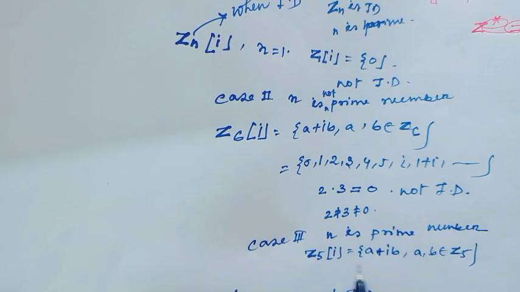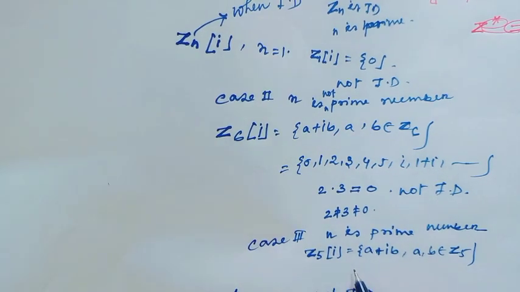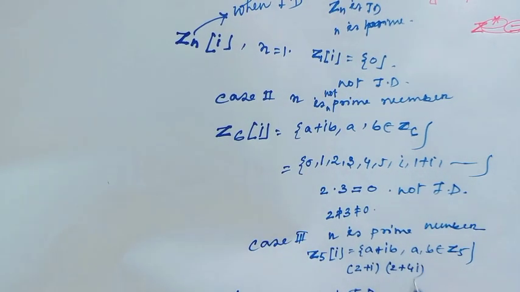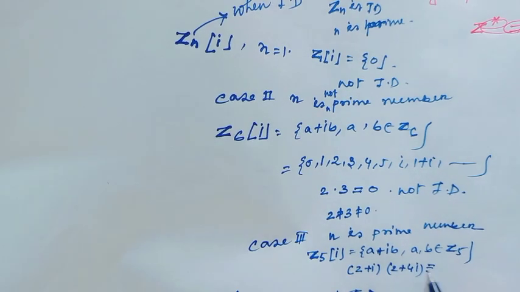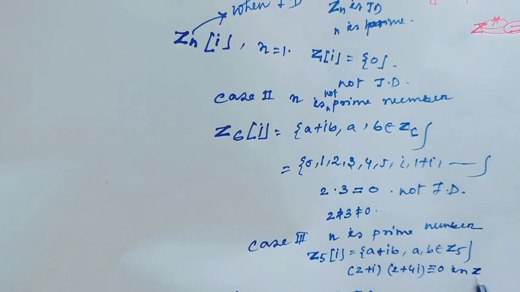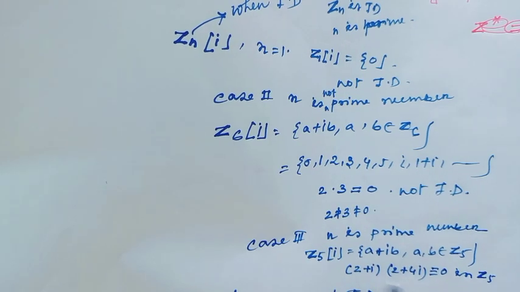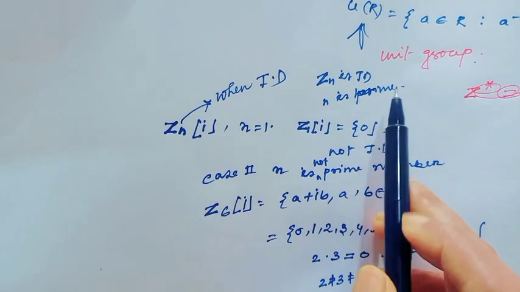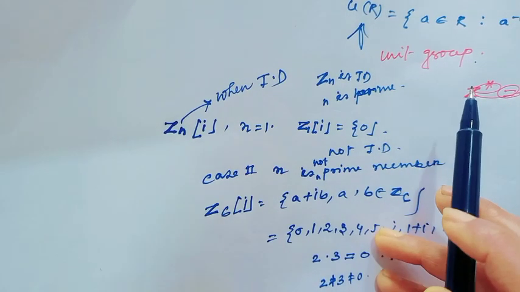As for example, consider Z5[i]. Now consider two elements 2 plus i and 2 plus 4i, whose multiplication is congruent to 0 in Z5. But these two elements are non-zero elements in this ring. So this contains zero divisors. So when n is a prime number, this does not always imply Z_n[i] is an integral domain. But Z_n is an integral domain only when n is a prime number.